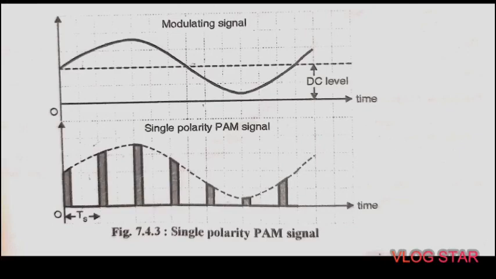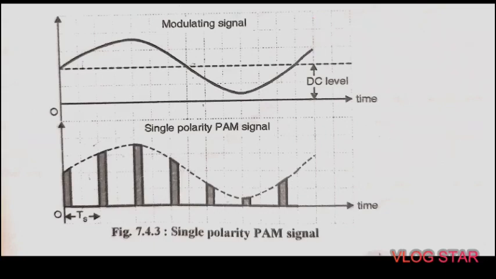So we can see here the single polarity PAM signal. This is the modulating signal, and in the next step the carrier signal, that is the train of pulses, is there, and in the third step the PAM takes place, that is pulse amplitude modulation. Here, instead of positive and negative values, only the positive part is present for the single polarity PAM signal.